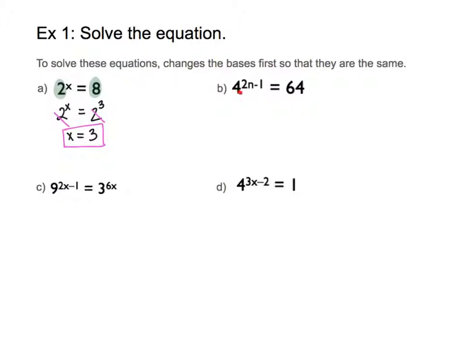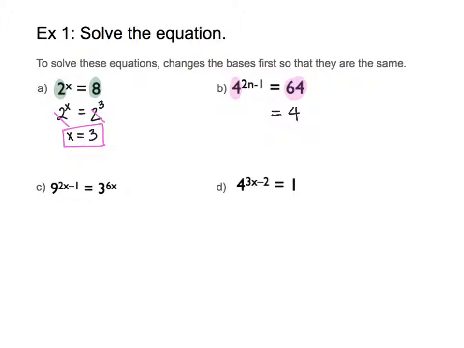Like with this one here, you have a 4 and you have a 64, right? Just looking at the bases here, this is a 4 and this is a 64. Well, I'm going to try to make the bigger number, the 64, the same base as this side. So how can I make 64 with a base of 4? Well, let's think about it. 4 to the what power gives me 64? Let's figure out how many times to multiply 4 to give you 64.